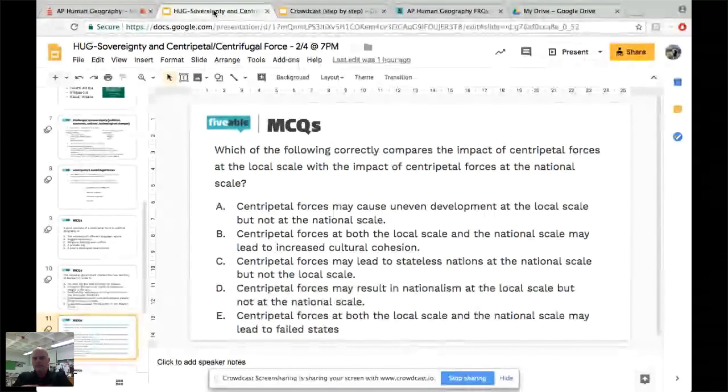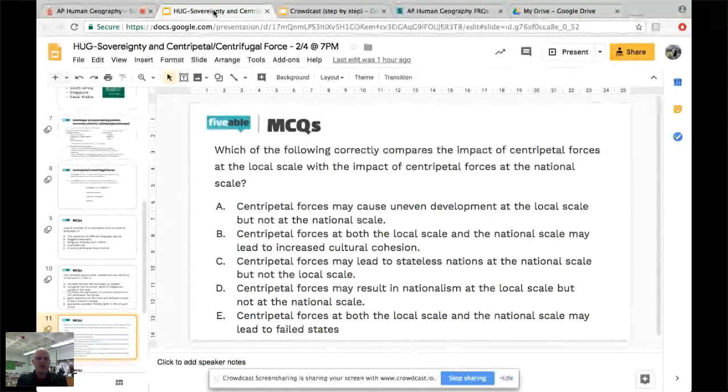All right. B, centripetal forces at both the local scale and national scale may lead to increased cultural cohesion. You guys that said B, you got it. All right. That's what it is. It's going to lead to cultural cohesion. All right. To more people coming together because of that. All right. So it is B.